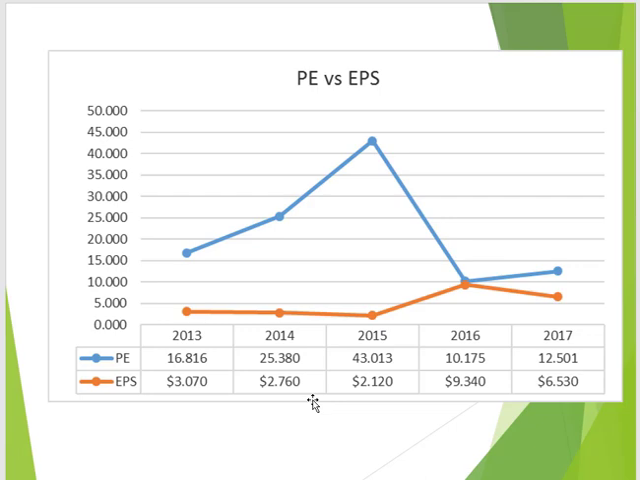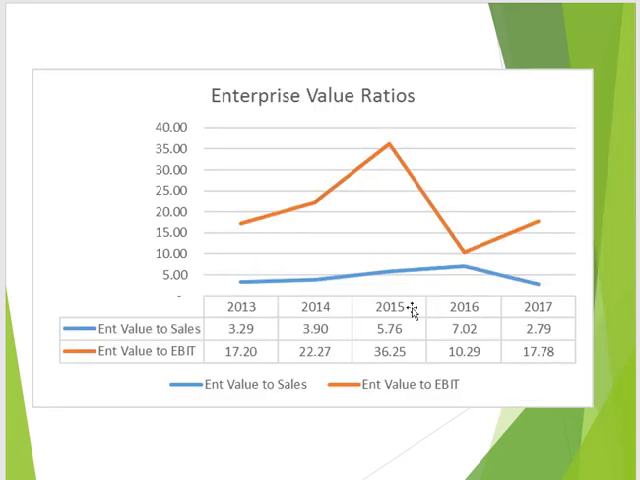So we had looked at this ratio a little bit earlier, the PE ratio, and we had mentioned why there could be changes in the PE ratio. Just looking at the graph, it tells us that for some reason, investors are not willing to spend as much money for every dollar of earnings per share as they used to. We may want to explore that. So let's look at the enterprise value ratios.